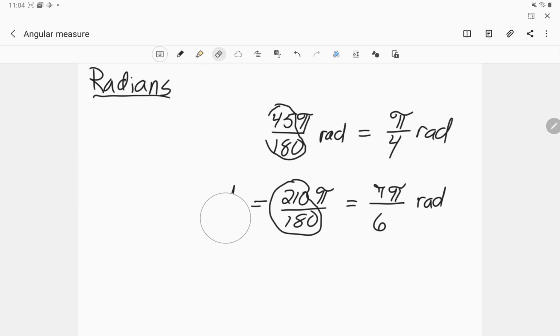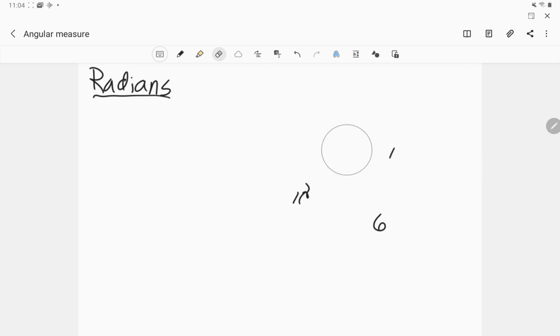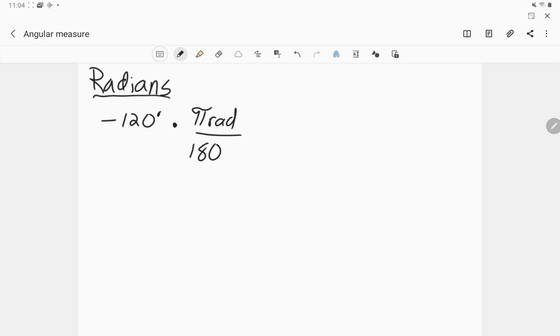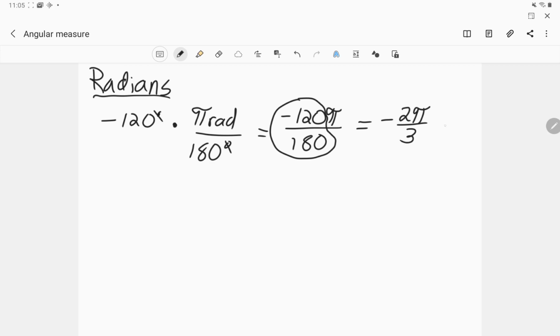Even if you have a negative degree, so even if you have negative 120 degrees, it's the same thing. There are pi radians in 180 degrees. So my degrees cancel and I have negative 120 pi over 180. But if I reduce 120 over 180, I end up with negative 2 pi over 3 radians. And we just leave it like that.